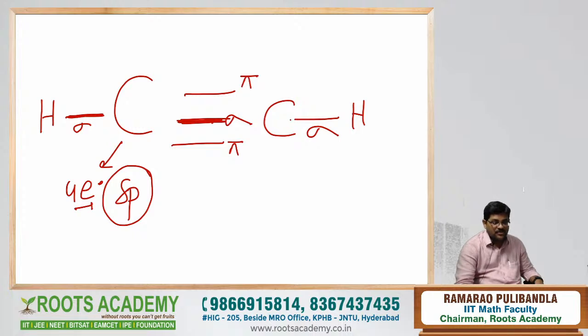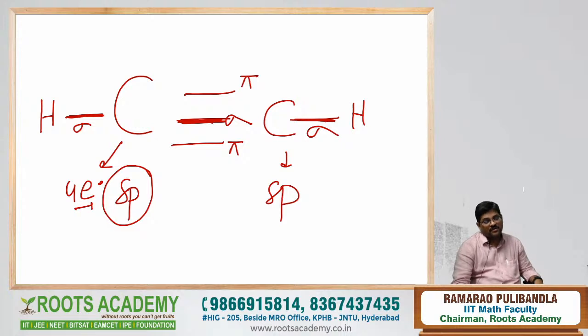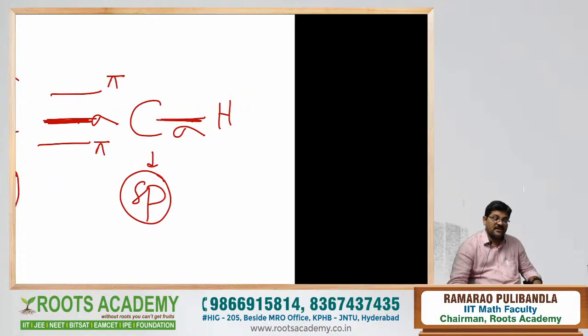So this carbon has two sigma bonds. What is the hybridization here? The hybridization is sp. Three sigma bonds means the hybridization is sp2. Four sigma bonds means the hybridization is sp3. Therefore, in organic molecules, the hybridizations possible are sp3, sp2 and sp. sp3d is not possible.